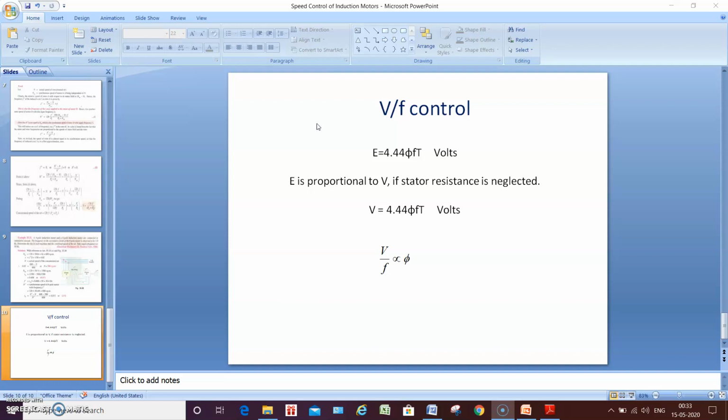So before getting into this method in detail, we are going to see what is the need for varying voltage and frequency simultaneously and keeping this ratio at a constant value.